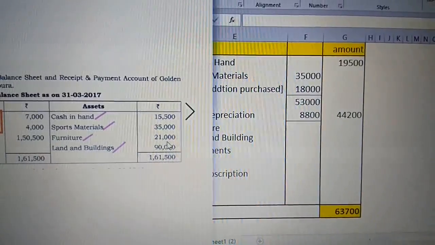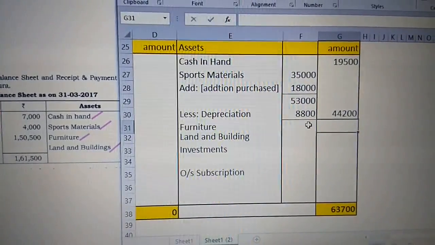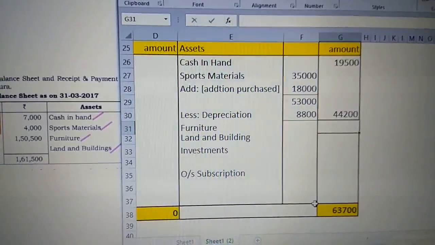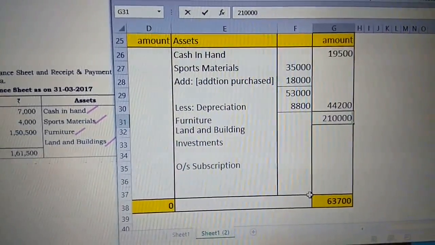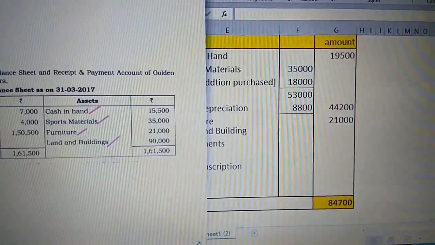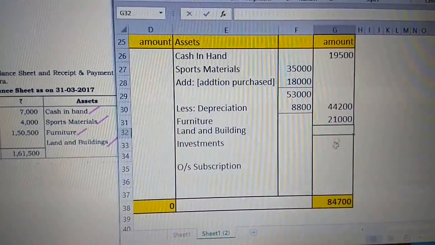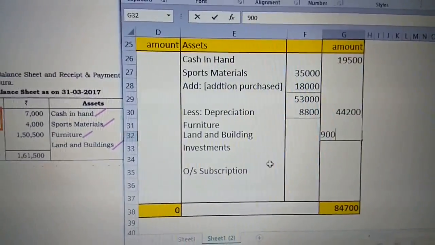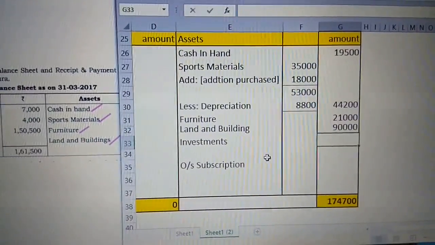Now next item from the question again, we have furniture. Furniture we have no adjustment, so 21,000. I'm going to take it directly in the outer column, 21,000. Next, land and building, again there is no adjustment. Take the same value directly to the outer column, 90,000.